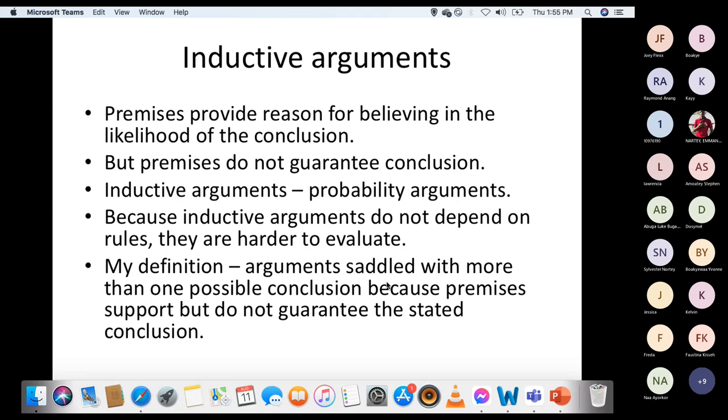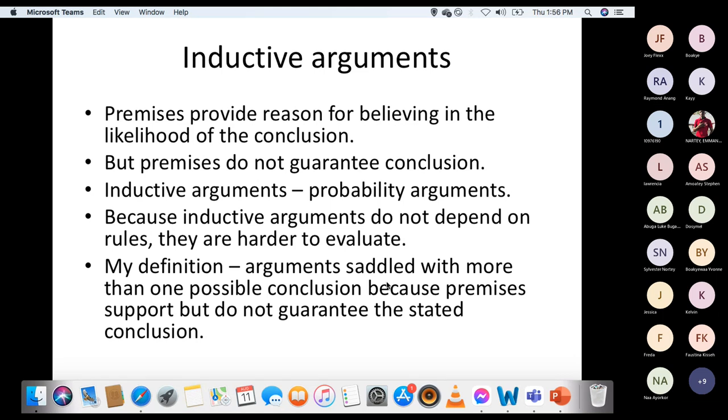Now, for inductive arguments, this distinction is very important. Premises provide reason for believing in the likelihood of the conclusion, but premises don't guarantee the conclusion. The premises can be suggestive of to what extent the conclusion might be true, but they don't guarantee the truth of the conclusion. And so inductive arguments are somewhat like probability arguments, because inductive arguments do not depend on rules.